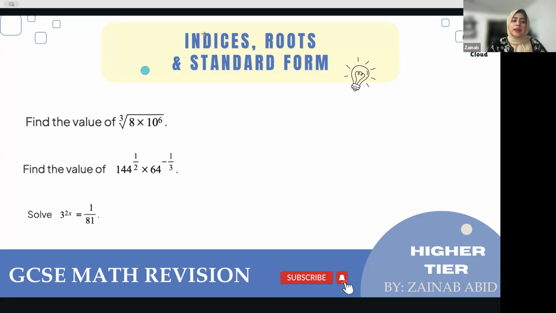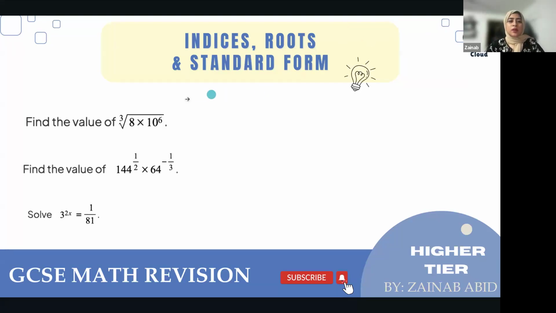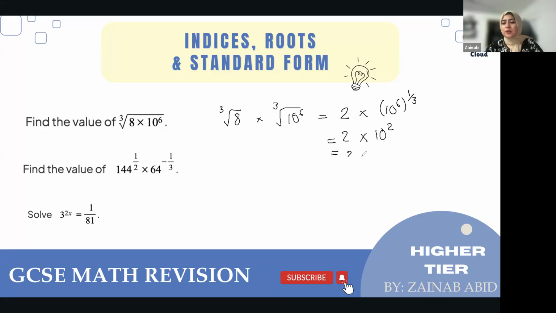Alrighty. Now it's starting to get a little more difficult. So what we would do here, we are going to split this up. So it's going to be the cube root of 8, and then the cube root of 10 to the power of 6, and we can just times this together. So the cube root of 8, that's just going to be 2. And then the cube root of 10 to the power of 6, well, you can think of that as 10 to the power of 6 to the power of a third, which is actually just 10 to the power of 2. And you can either leave your answer like this, or if you want to find the exact way of writing it, that would just be 200. So the answer to this one is 200.